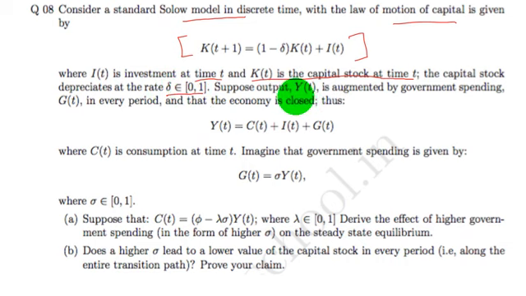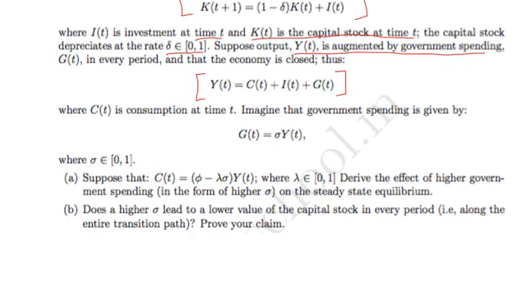Also, we are given delta belongs to 0 and 1. Suppose output yt is augmented by government spending gt in every period and that the economy is closed. Thus yt equals ct plus it plus gt. Notice the trade term is absent since it's a closed model, where ct is consumption at time t. Now imagine that the government spending is given by gt equals sigma yt, where sigma belongs to 0 and 1. Now we need to figure out the following questions.